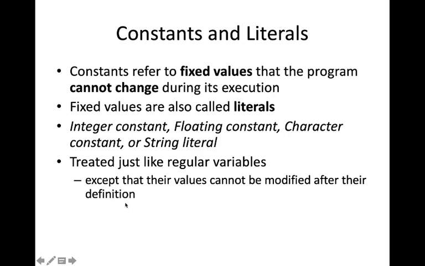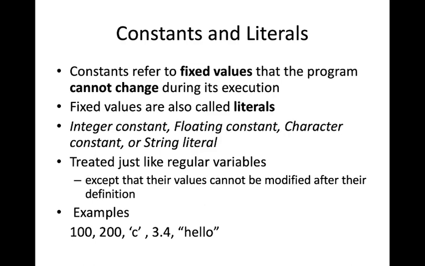After we declare and define a variable, we can change it. But in the case of a constant, after declaring the constant, we cannot further modify that value. We initially fix some value for that constant and that value cannot be altered. Let's see some examples. If you assign 100 to a constant, it is an integer constant. Then 200 is another integer constant. Within single quotes, if you define 'C', it is a character constant. 3.4 is a floating point constant. If we include text in double quotes, it is known as a string literal or string constant. So single quotes give a character constant, and double quotes give a string constant.